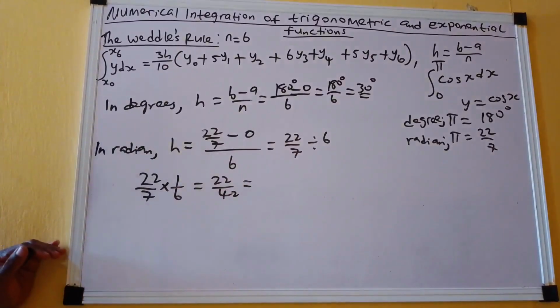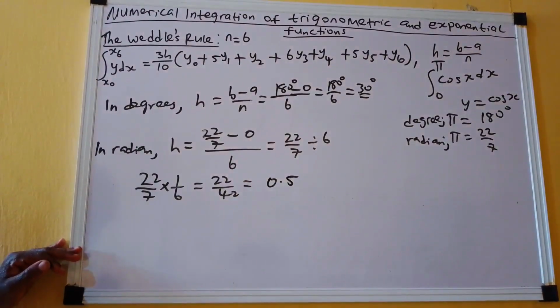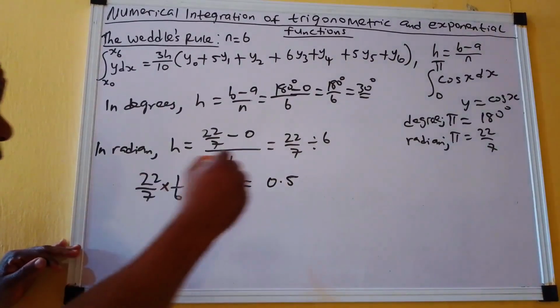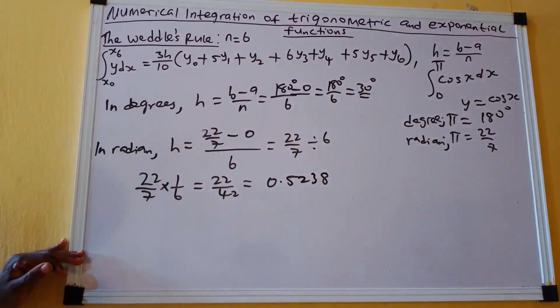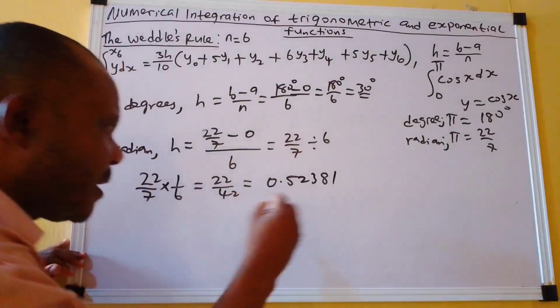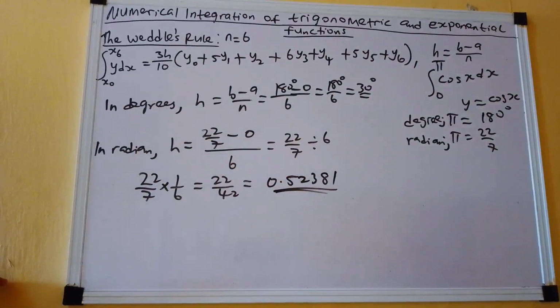We are going to take it in 5 decimal places. So 22/42 will be 0.52381. This will be our h in radian. Our h in radian is 0.52381, and our h in degrees is 30 degrees.